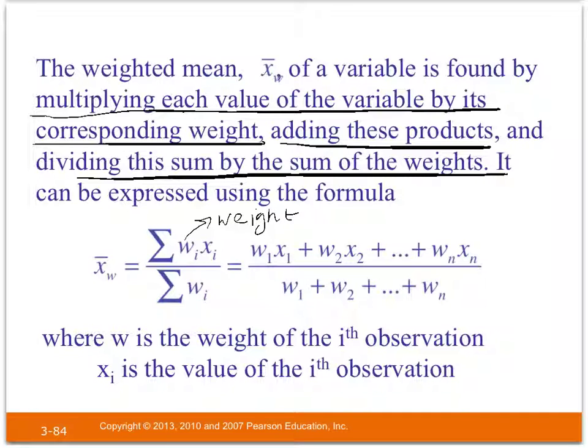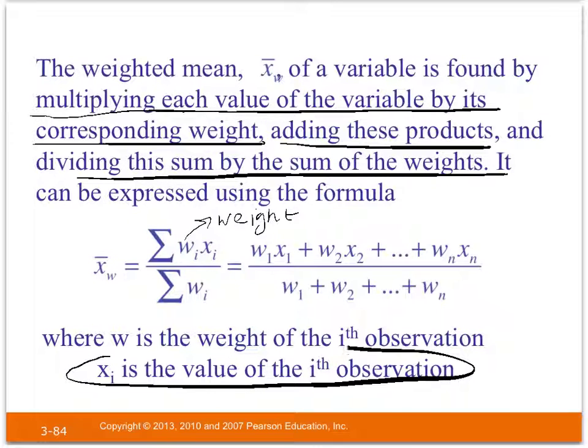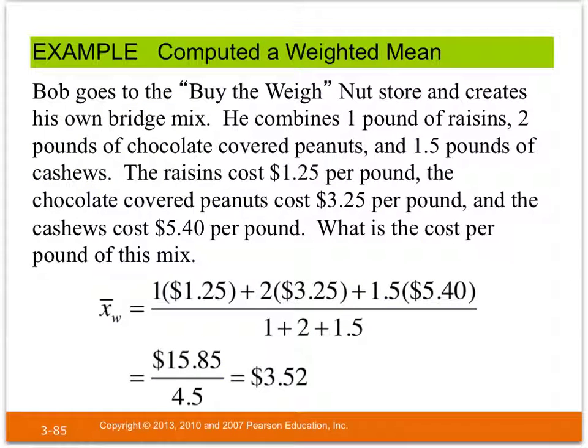If we were talking GPAs, it would be 0, 1, 2, 3, or 4, right? And the x sub i would be your grade. So we multiply the weight by the grade. You take the number of A's and multiply them by 4, the number of B's and multiply them by 3, the number of C's and multiply them by 2, and so on. Then you add up all the weights. So 4 plus 3 plus 2 plus 1 would go on the bottom if you were calculating GPA.